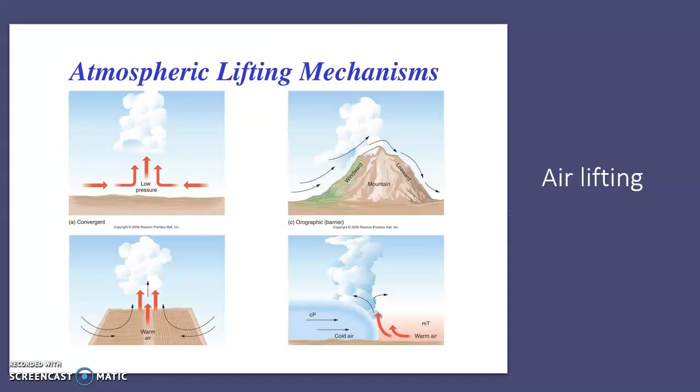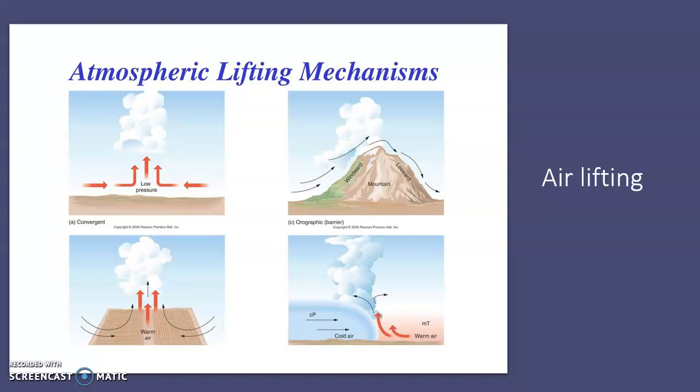I do have a picture of all these. Convergent is up here in the left-hand corner. It's when the air from different directions forces each other up like they ran into a wall and they have to go up. And then the orographic, because it has a barrier, they can't go through it, so it's not just scooting over the surface. It has to go up and over the mountain.